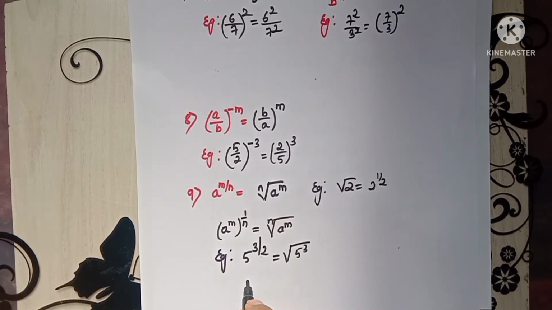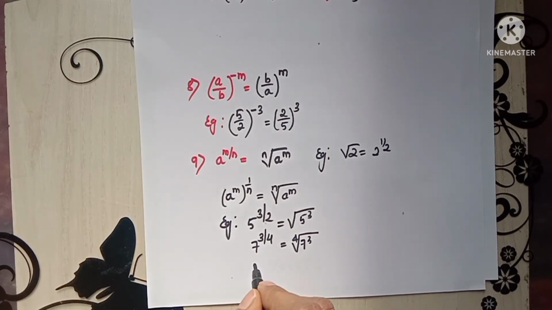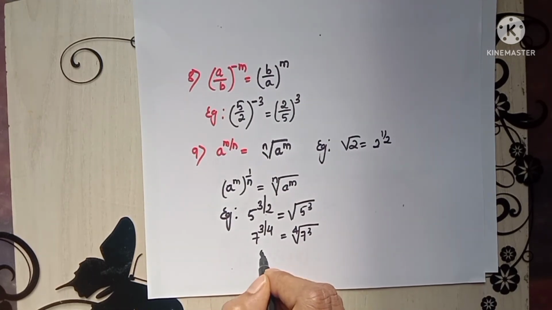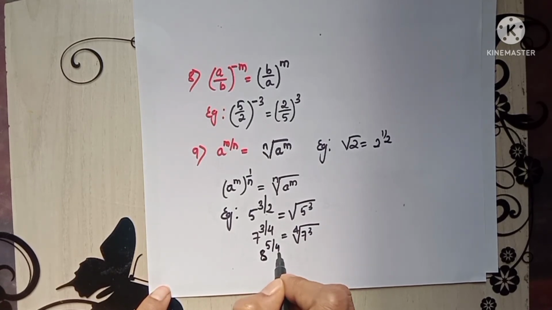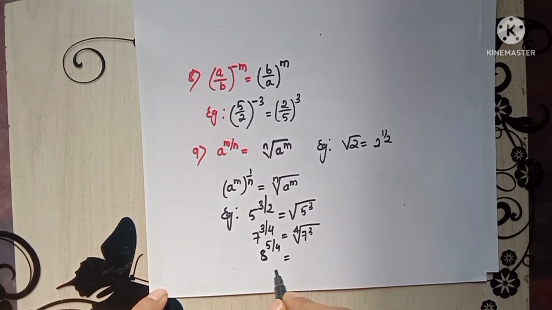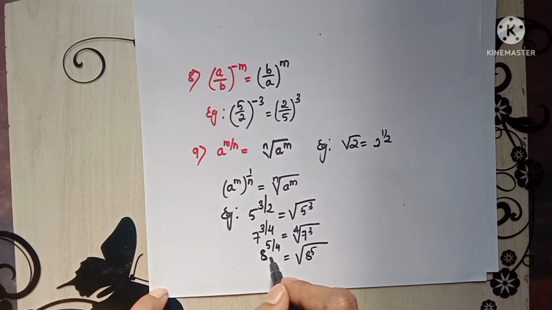Let us take another example. 7 to the power 3 divided by 4. This can be written as what? 7 raised to 3 will be the same, but here the root will be what? Fourth root. Example, 8 to the power 5 divided by 4. So this can be written as 8 raised to 5 as it is. The root will be which one? Fourth root. Okay.